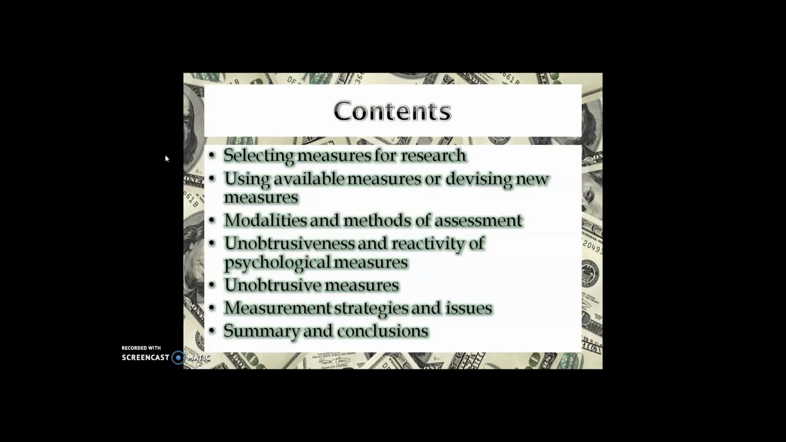So some things to think about: what are the measures that we're going to use? How available are they? Can we change them? Unobtrusiveness and reactivity, something we've talked about several lectures ago. How do we obtain an unobtrusive measure, and how do we ensure that it's unobtrusive? And basically any of the issues that could kind of come along with all of these, right?